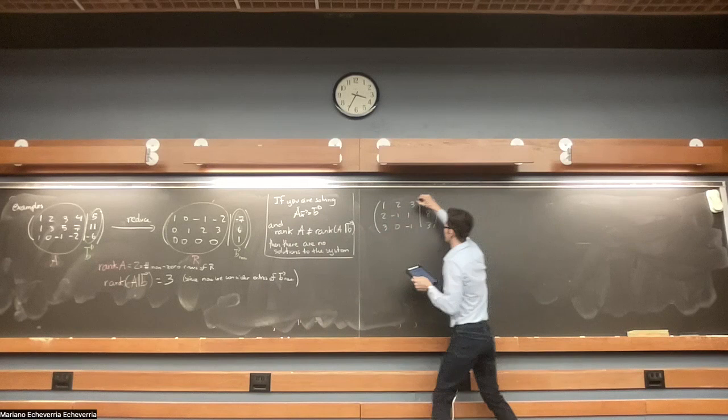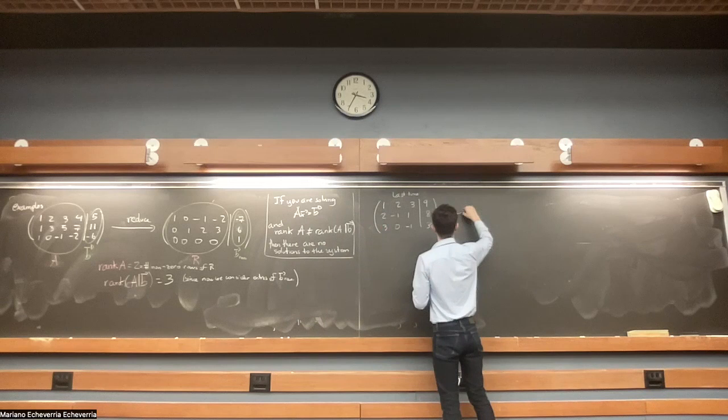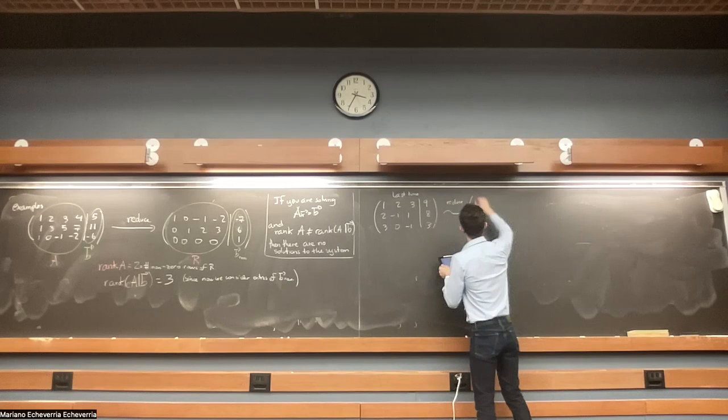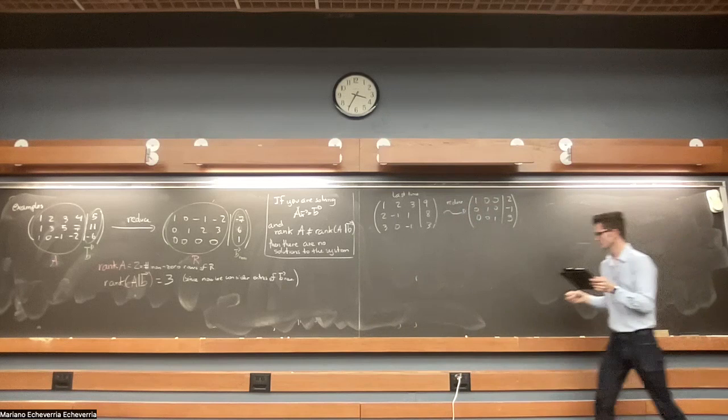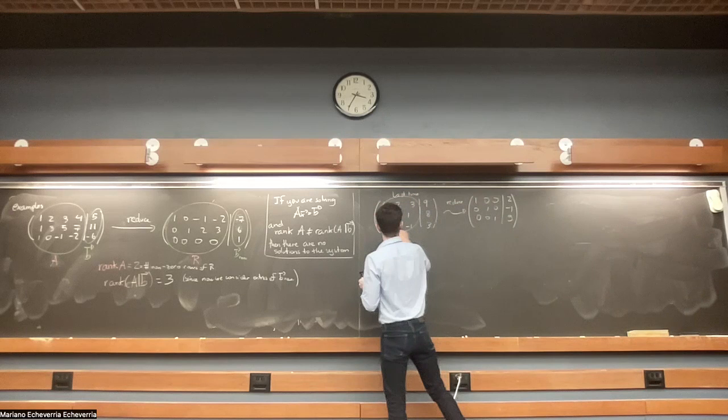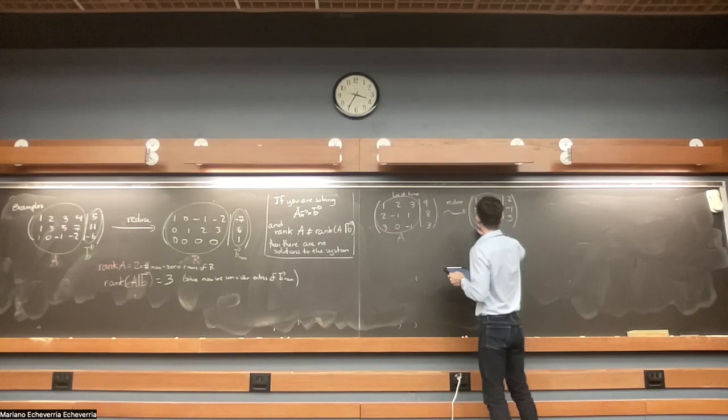If you want to go back to your notes, if you reduce it, you found 1, 0, 0, 0, 1, 0, 0, 0, 1, 2, -1, 3. Okay. So again, this was our matrix A, and now this is what I'm calling R. So this is one of the systems we had considered last time.